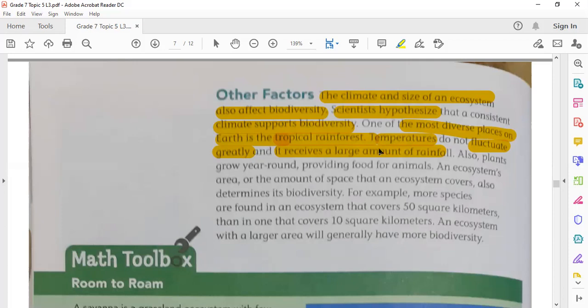What, teacher? What is the meaning of fluctuate? Can nobody know? Teacher, it means is not strong.